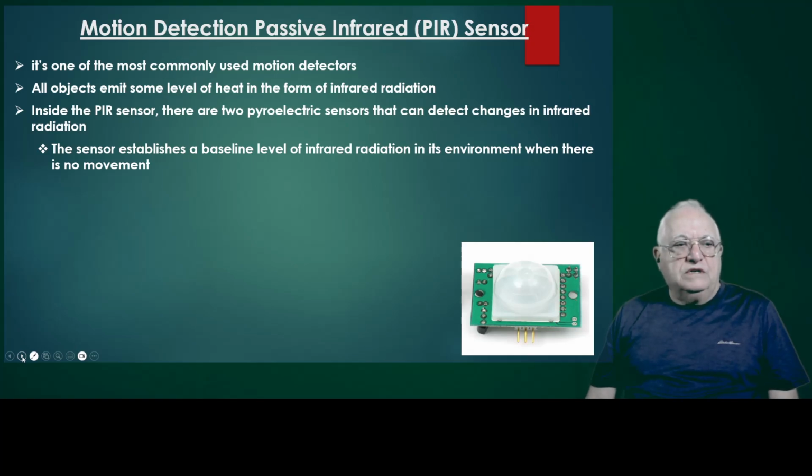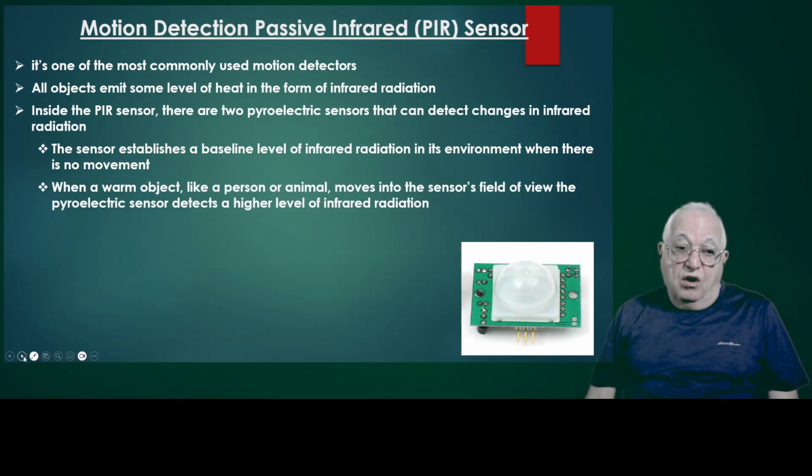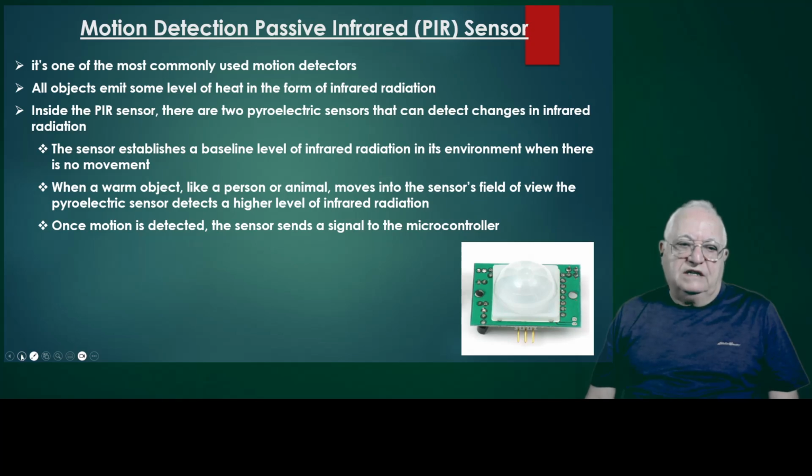So the way this works is as follows. The sensors first establish a baseline level of infrared radiation in its environment when there is no movement. So you turn it on and a baseline infrared level is set up by the sensor. Next, when a warm object like a person or an animal moves into the sensor's fields of view, the pyroelectric sensor detects a high level of infrared radiation. Once motion is detected, the sensor sends a signal to the microcontroller.